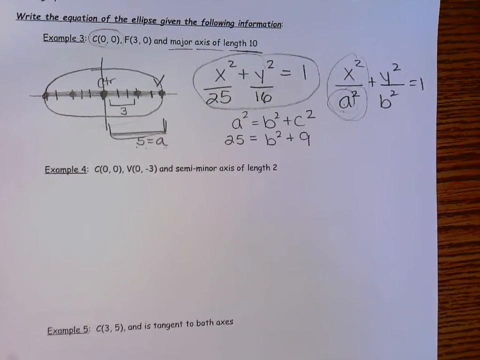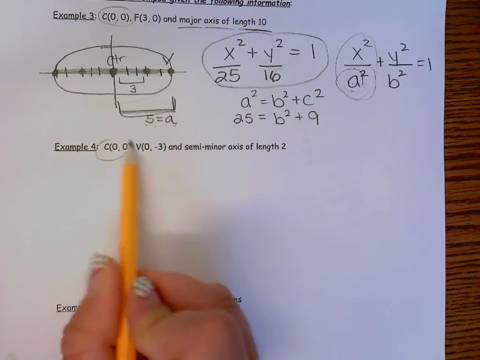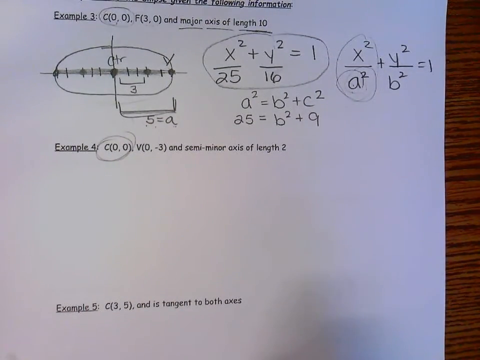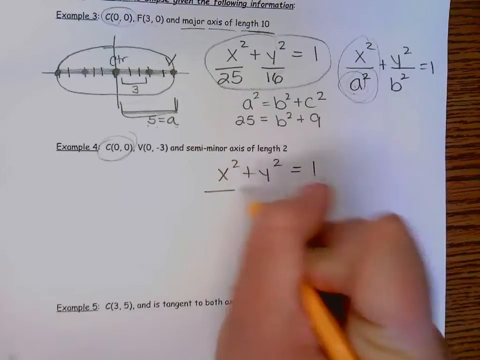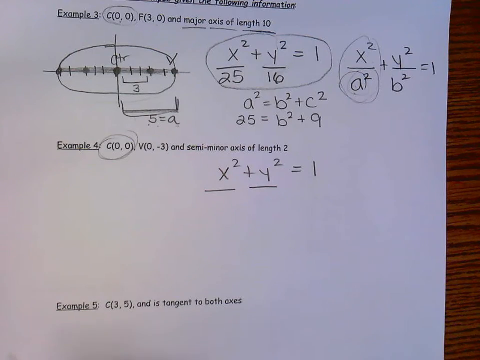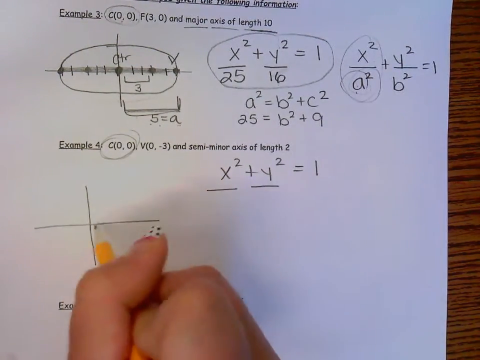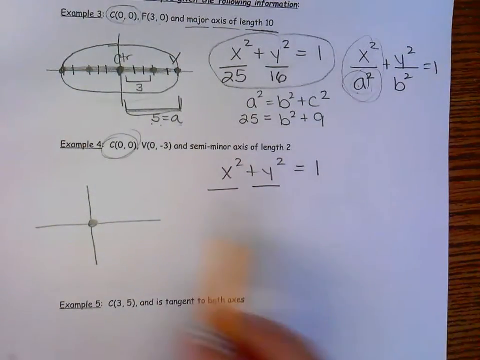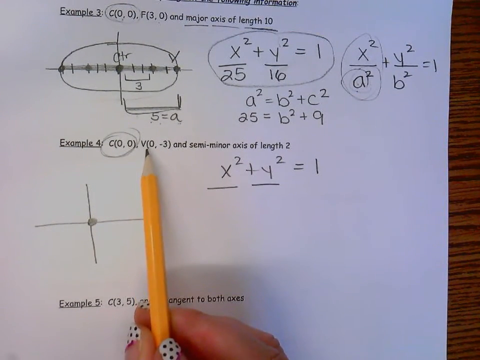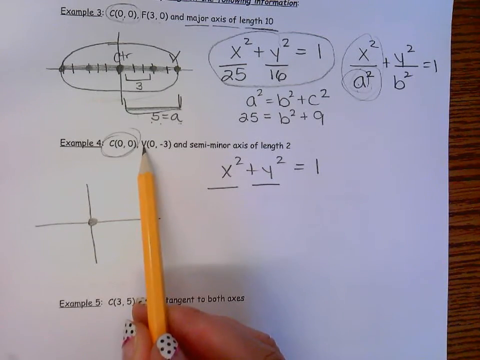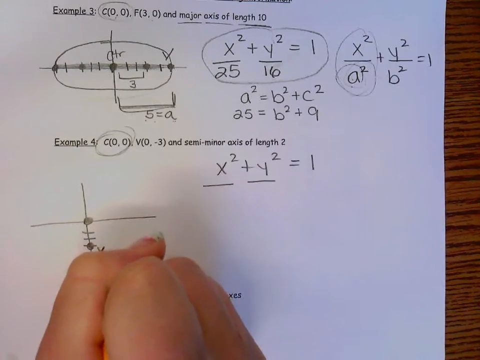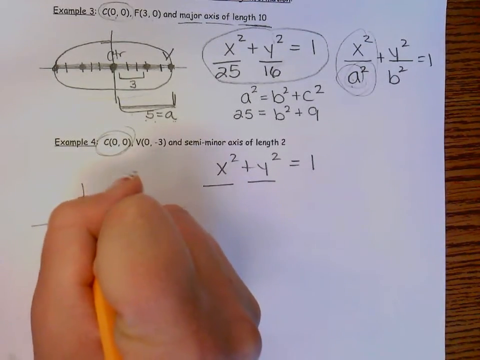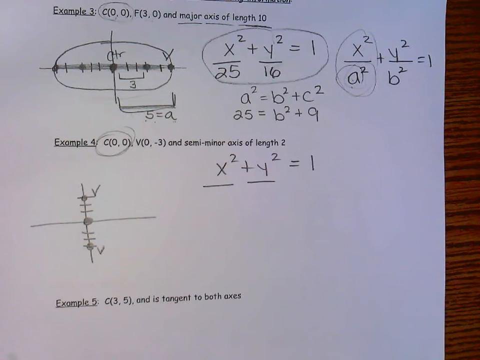All right, so this time, okay, great. They show you the center's at 0, 0 again. So you could actually write out the framework of your equation, x squared plus y squared equals 1. We just have to figure out the denominators of the ellipse. So let's plot kind of what we know. We know 0, 0 is the center. This doesn't tell us if it's major or minor, but it tells us one of our 4 vertices is located at 0, -3. So if that's a vertex, there's also a vertex up here at 0, +3, right? It's symmetrical.